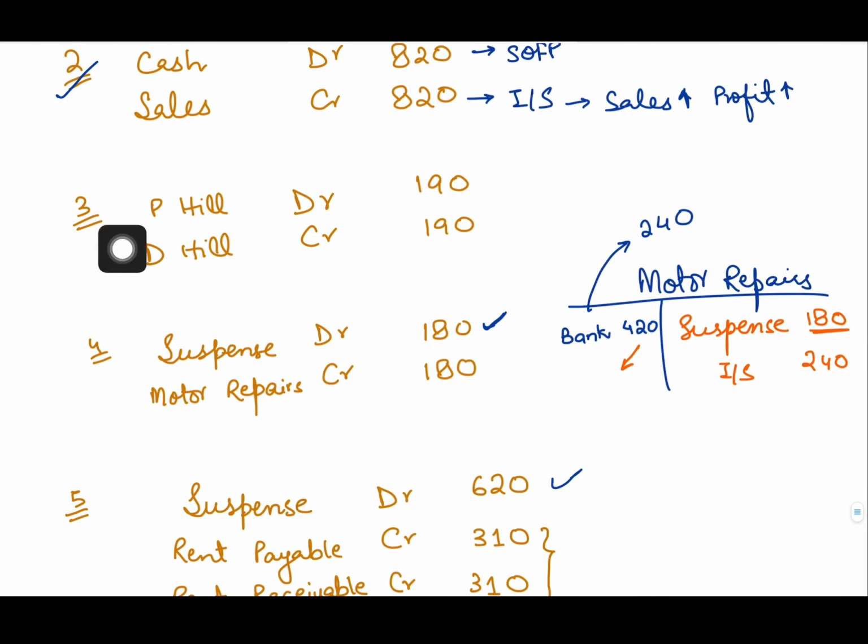Error number 3, P Hill debit, D Hill credit. We know that both of these are the suppliers of Razia's business, right? These are the suppliers, and suppliers are recorded in the statement of financial position, not in the income statement. So they will have no effect on the profit.